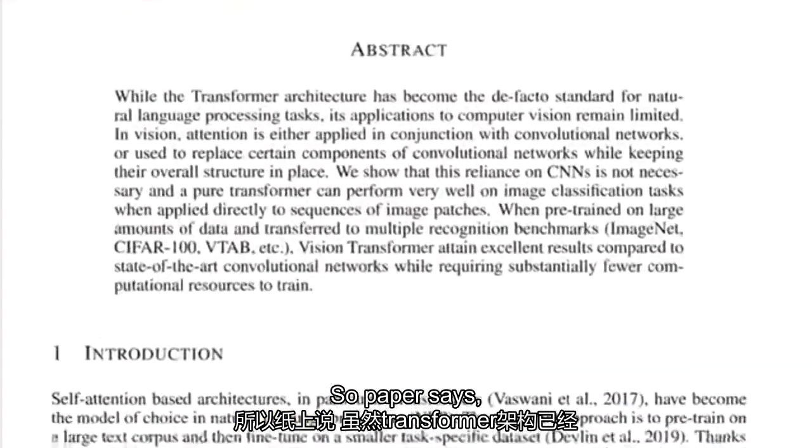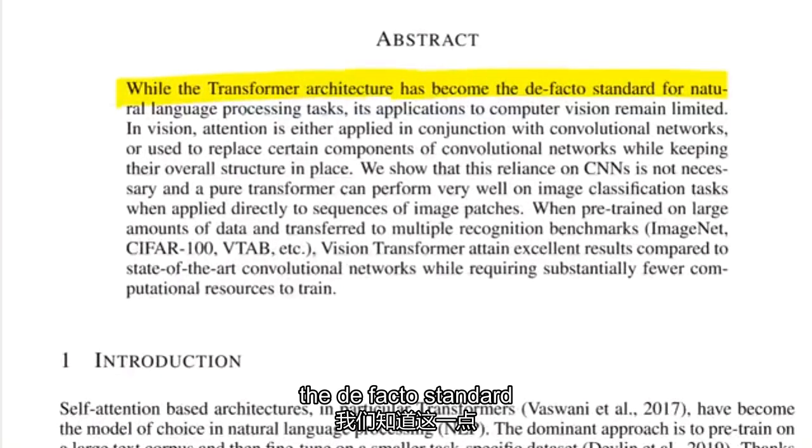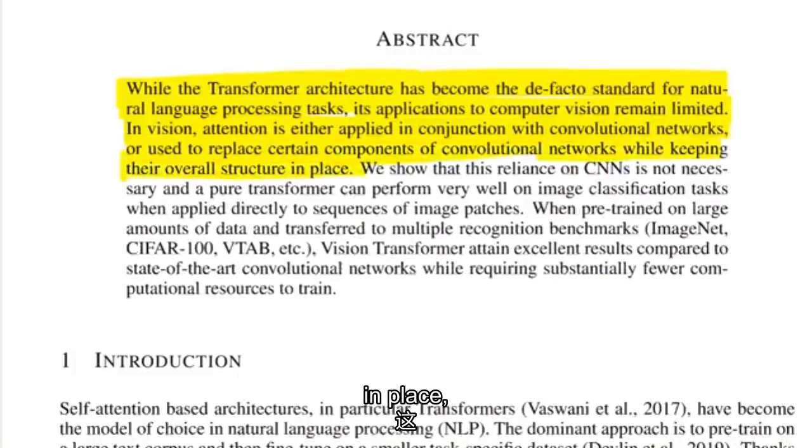So the paper says, while the transformer architecture has become the de facto standard for natural language processing tasks, and we know this, from the first Attention Is All You Need paper to things like BERT, GPT, GPT-2, GPT-3, transformers have revolutionized NLP. They say its applications to computer vision remain limited. In vision, attention is either applied in conjunction with convolutional networks or used to replace certain components of convolutional networks while keeping their overall structure in place, which is correct.